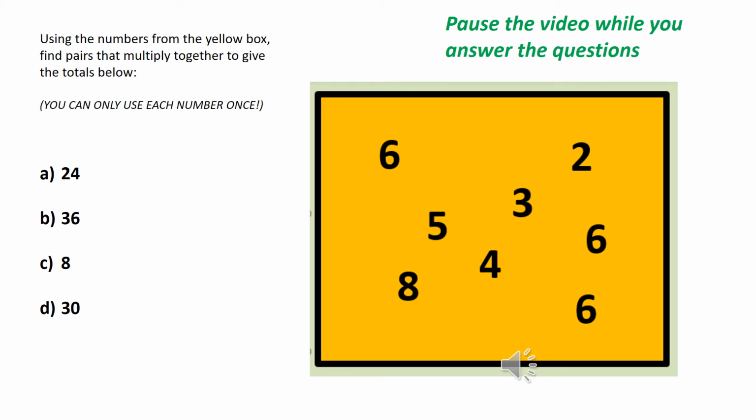Your first task today is using the numbers from the box, find pairs that multiply together to give the total, or what we call the product, when you multiply, below. So for example, if the number 15 was there, I would look in the box and think, oh, 5 times 3 is 15. The trick is you can only use each of the numbers in the box once. So there are 3 6s, you can have 6 three times, but you cannot use any other numbers except the ones that are in the box. Pause the video while you have a go.